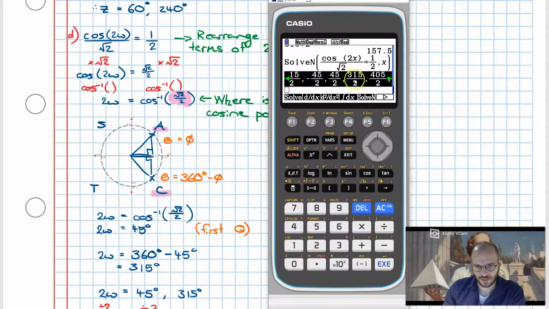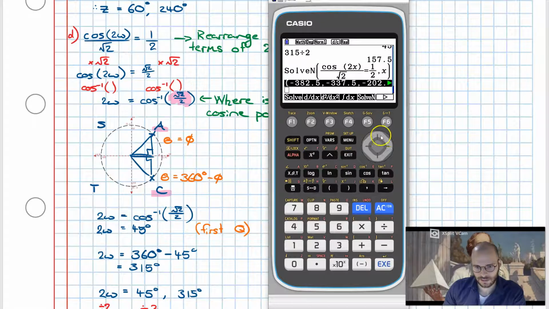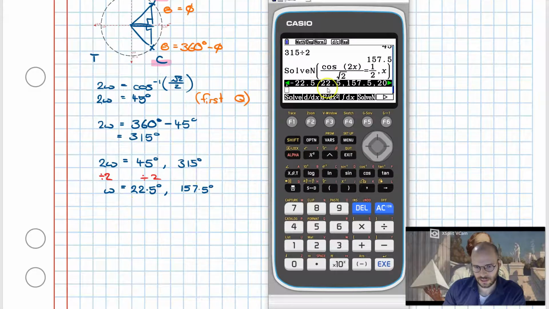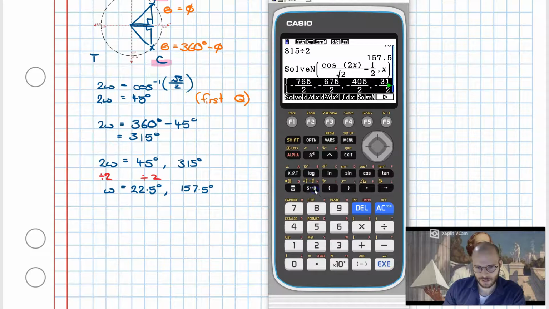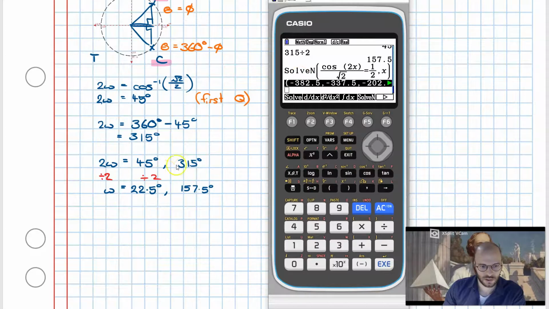45 divided by 2 and 315 divided by 2. I don't like the fraction, so I can go SD. And we indeed find our solutions are in agreement. So 22.5 degrees and 157.5 degrees here. If I want to change from fraction to decimal, I can use this SD button here. So that will change from exact to approximation, which is a good hint to know.